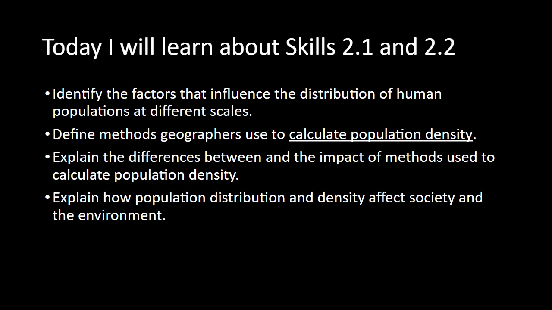All right, today I will teach you about skills 2.1 and 2.2. We will identify the factors that influence the distribution of human populations at different scales, define methods geographers use to calculate population density, explain the differences between and the impact of methods used to calculate population density, and finally, explain how population distribution and density affects society and the environment.